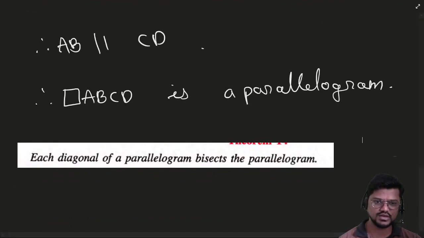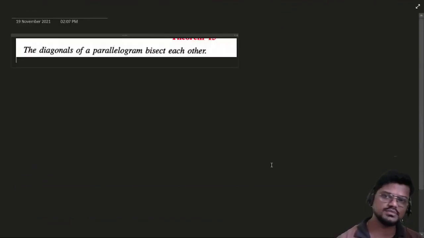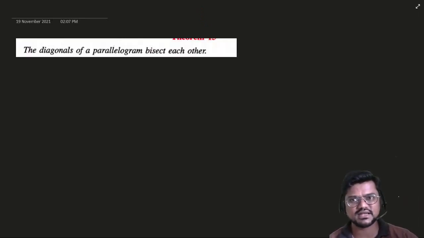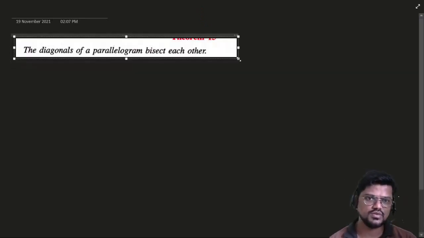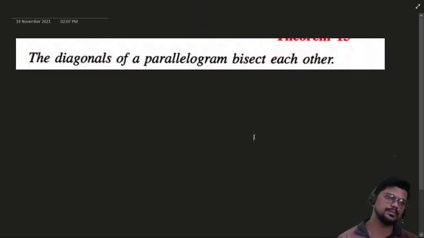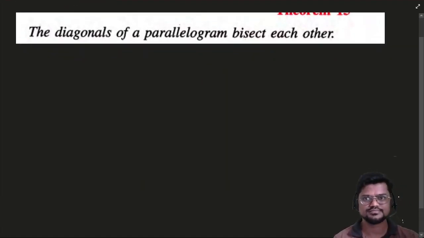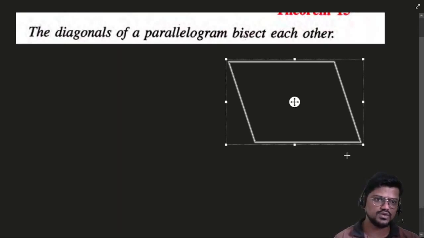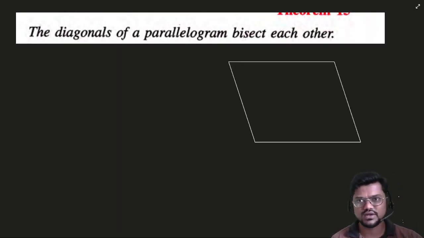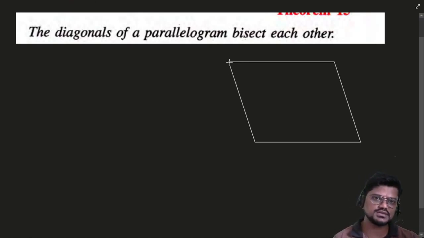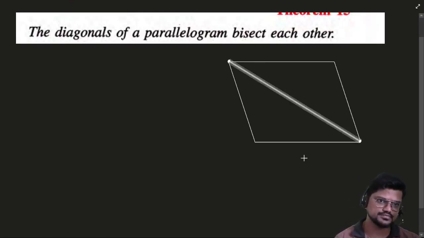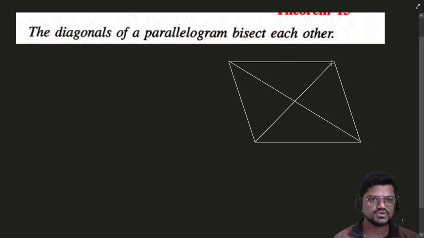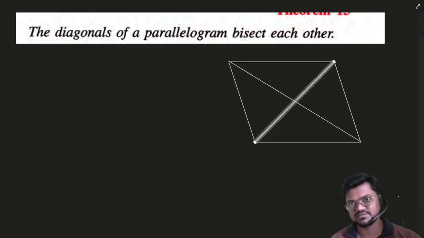Next, there is one more theorem: the diagonals of a parallelogram bisect each other. Now, how do we prove that the diagonals of a parallelogram bisect each other? Again, if I draw a parallelogram like this, and if I draw the diagonals, why are the diagonals bisecting each other? You need to prove that. Why is it always that the diagonals are bisecting each other?